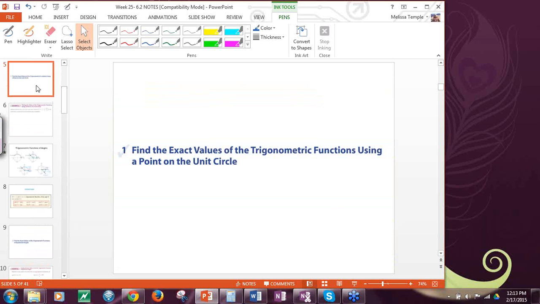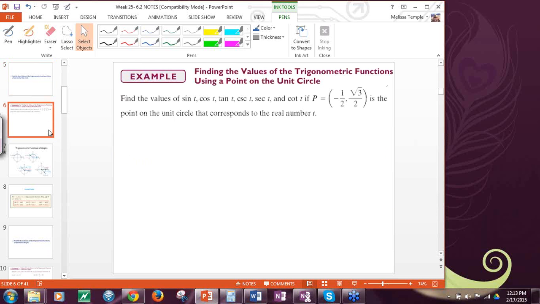So what we're doing here is we're building a unit circle. Little by little, we're adding on, and you'll see it all come together at the end. It says, find the values of sine of t, cosine of t, tangent of t, cosecant of t, secant of t, and cotangent of t. So anytime they say all 6 trig functions, this is what we're looking for.